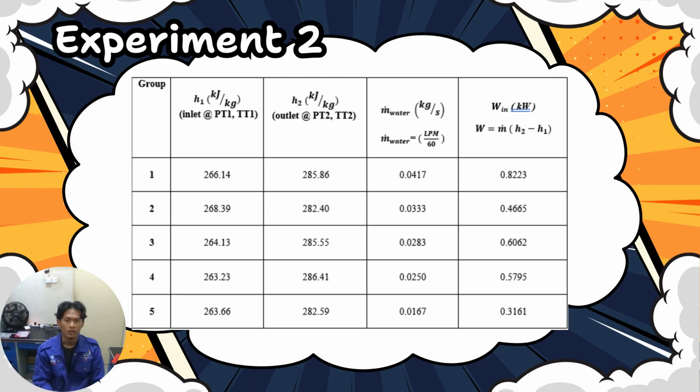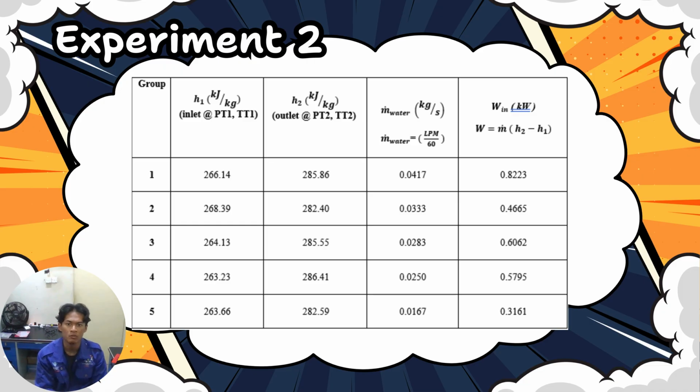So that's the equation. And then we can see the value at group 1, where the enthalpy at the inlet is 266.14 and at the outlet the enthalpy is 285.86, and the mass flow rate is 0.0417 kilogram per second. When we compute all the values, we must cancel out the units for enthalpy and the mass flow rate, and we get 0.223 kilojoule per second, equal to 0.8223 kilowatt of work into the compressor.